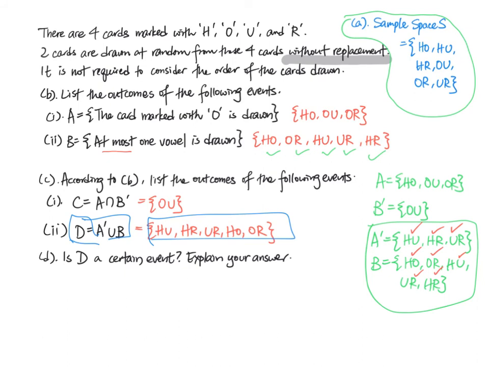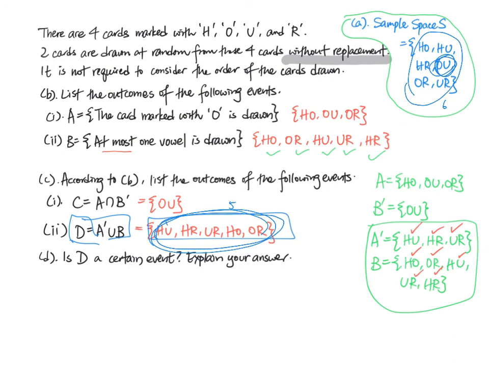Is D a certain event? Okay, explain your answer. What is a certain event? It means that it will always happen, meaning that one of these things will always happen. Okay, but however, if you compare D to the sample space here, okay, that's not the universe. There are only 5 items here and there's 6 items here, and there's one item OU here that's not part of D. Okay, that means sometimes when OU happens, then D is not true, right?